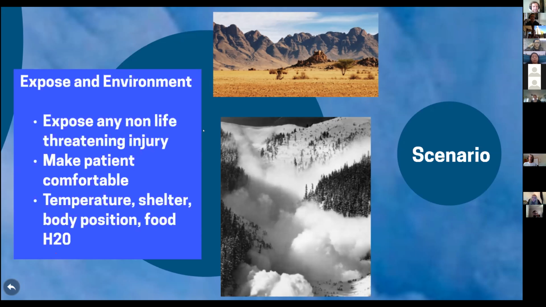And yeah, just like I was saying, if you want to write down or look up more about the scene size up and the primary assessment, you can use them to make sure that you and your crew are safe and to be thinking. But yeah, we won't go too deep into treatment or anything like that.